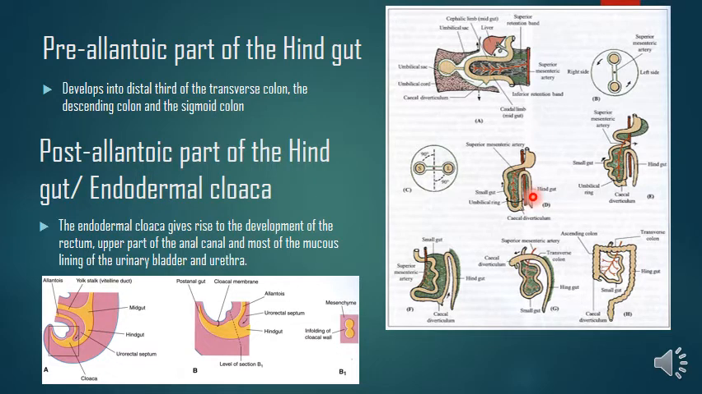So the pre-allantoic part is going to develop into the distal third of the transverse colon, the descending colon and the sigmoid colon, right? So the pre-allantoic part is giving rise to these structures. The proximal part of the hindgut is pushed towards the left side during rotation of the midgut, right? So this is the proximal portion of the hindgut. It is pushed towards the left side during the rotation of the midgut. We have already seen that.